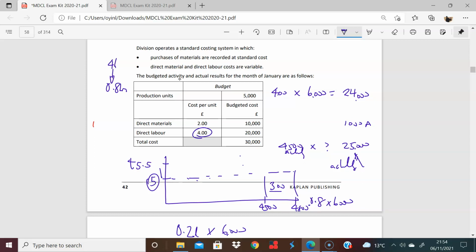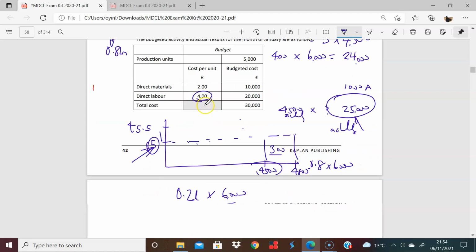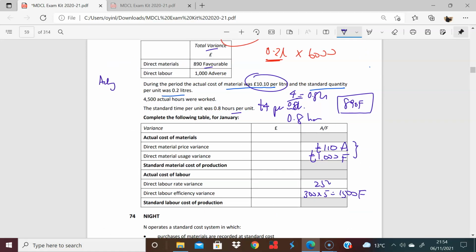You can look at it as you spent 25,000, and that's fine. Better to do it that way so you don't miss any decimals. You spent 25,000 when you should be spending 5 times 4,500, right? Because that's the standard. You should be spending £5 on whatever hours you're doing, and you've done 4,500. So I need to be comparing 25,000, which you actually spent, with 5 times 4,500. 5 times 4,500 is 22,500, and therefore you have an adverse variance of 2,500.